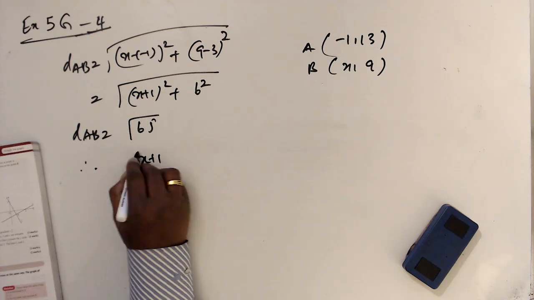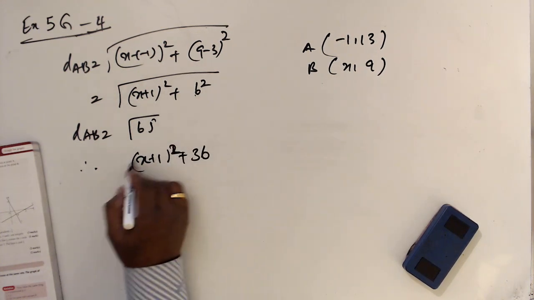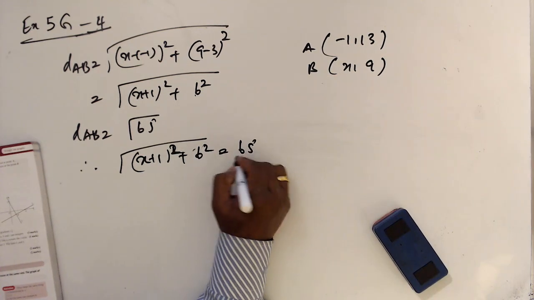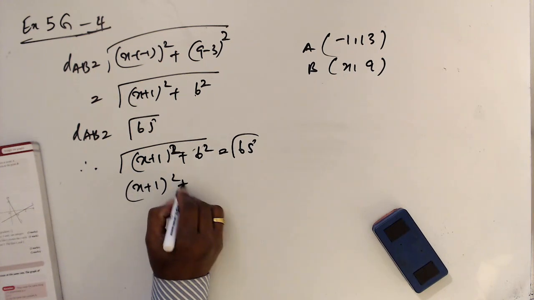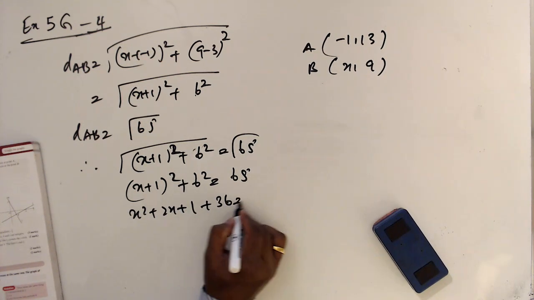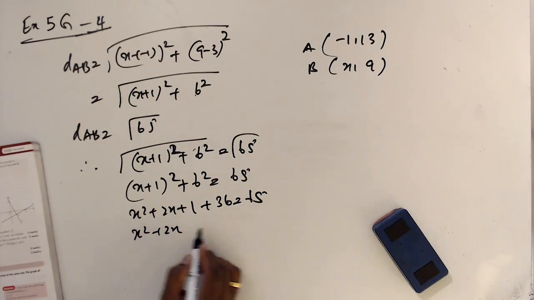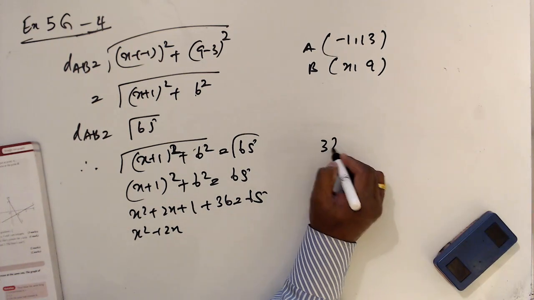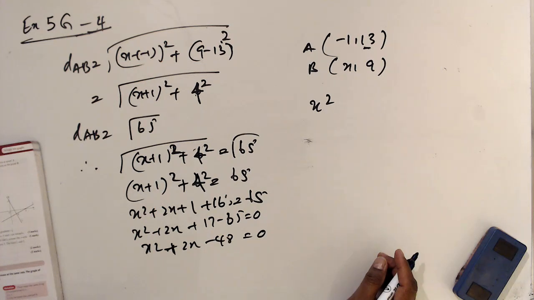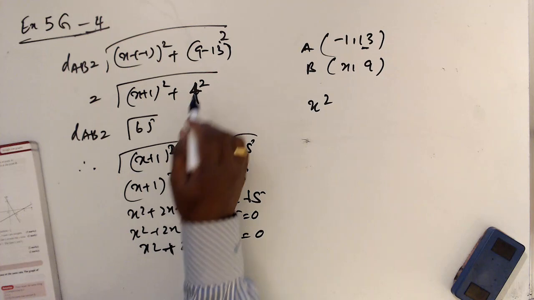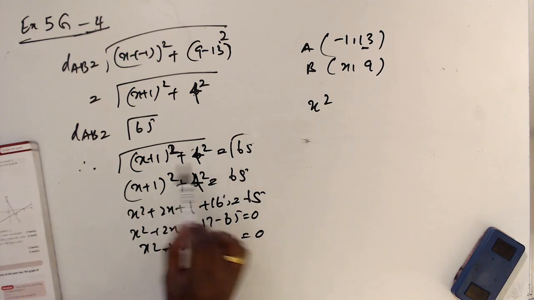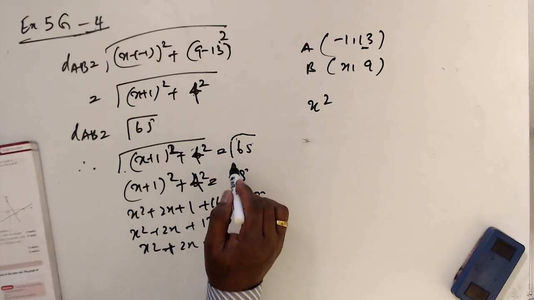Hence (x plus 1) squared plus 36 equals, okay, I'll write x squared, equal to square root 65, meaning (x plus 1) squared plus 6 squared equals 65. x squared plus 2x plus 1 plus 36 equals 65. x squared plus 2x plus 37, 65. Nine minus 3, not 6 squared, square root 65. Then I took the square root out because both are square roots.